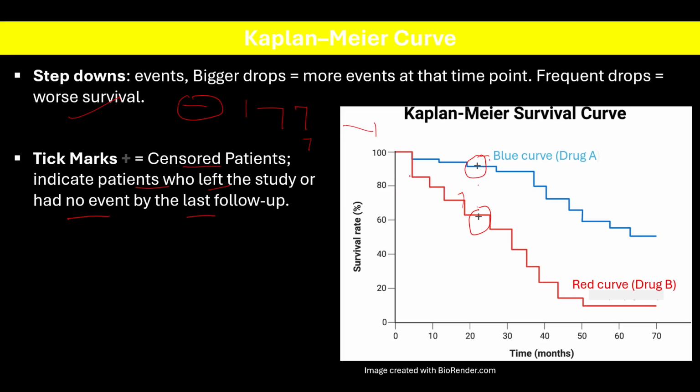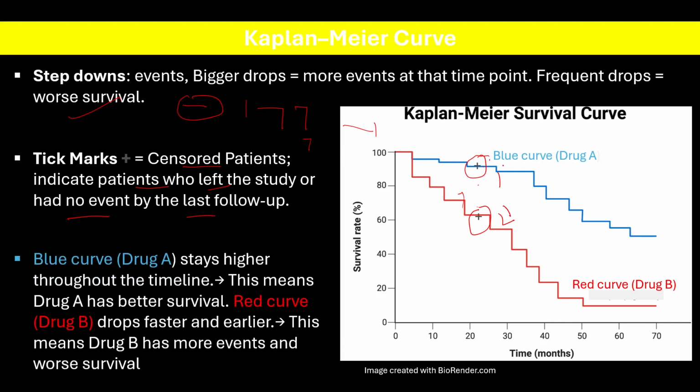So now, looking at these curves for drug A treatment and drug B treatment, both blue and red curves, what do you think which treatment led to better survival? To do the interpretation of this, as you can see that the blue curve for drug A treatment has remained higher throughout the treatment compared to the drug B treatment, indicating drug A treatment resulted in better survival. Whereas the red curve for drug B treatment drops faster and earlier. This means that drug B has more events and worse survival.